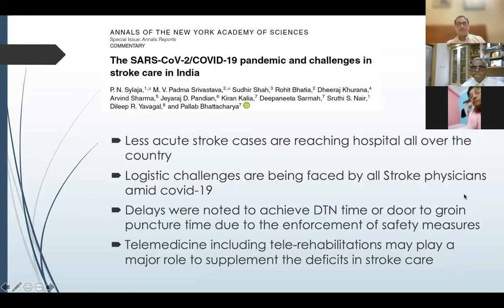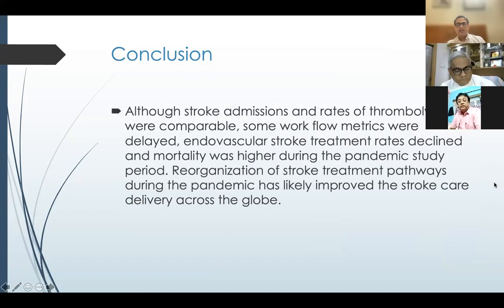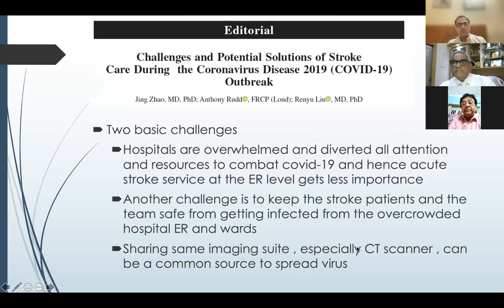And it poses a big challenge in stroke care all over the country, including other parts of the globe. These are the different publications we surveyed during this pandemic. This is a publication from our COVID study group in India, which saw that the workflow metrics of stroke management have been greatly affected by this pandemic, and stroke treatment got affected because of that across the globe.